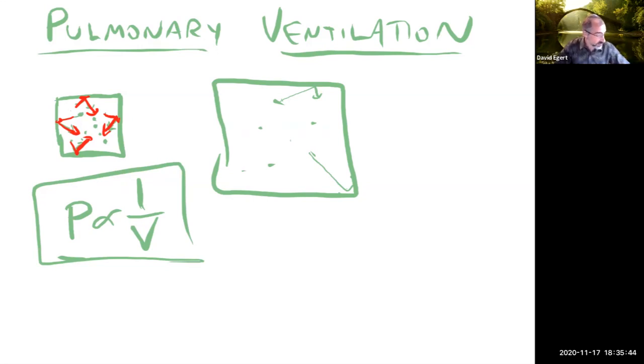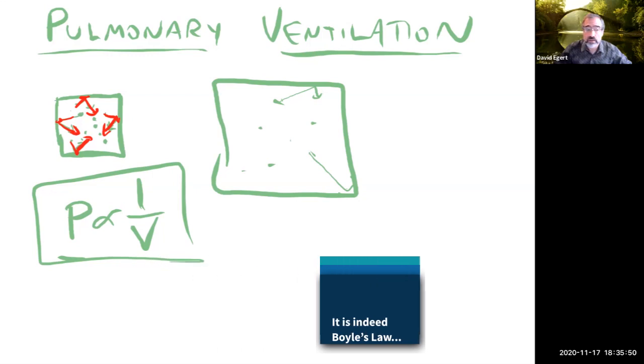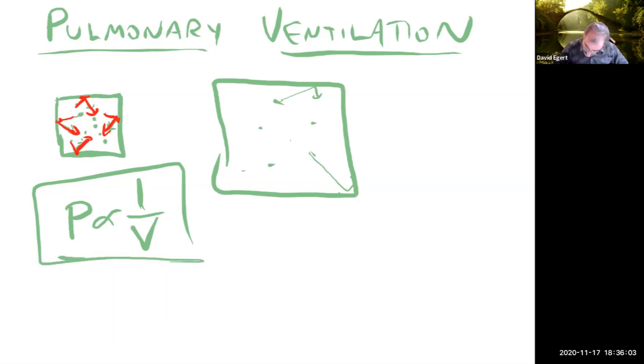So does that make sense? I think this is Boyle's law. So pressure and volume are inversely related, and that's going to be critical. Next, we need to do a little anatomy.